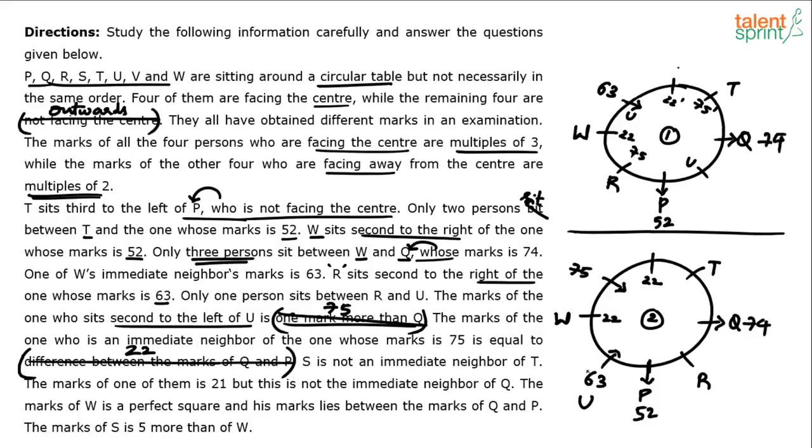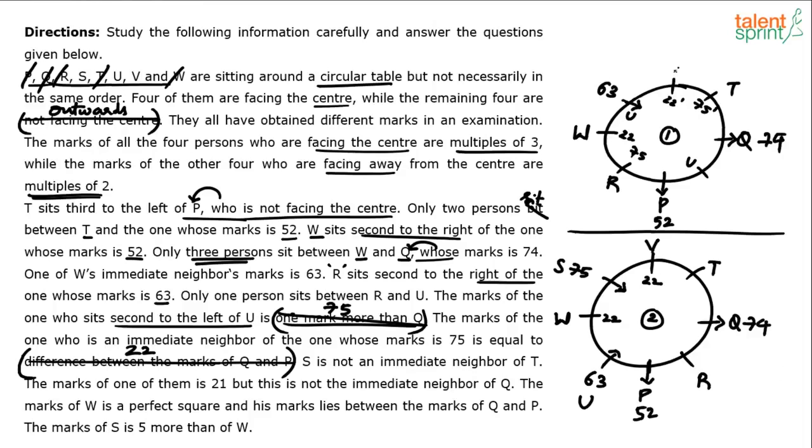By the way, I think we have already marked P, R, W, T, Q. So P, R, W, T, Q are done. S, U, V are left out. U also is marked in fact. So S and V. What we know, S is not an immediate neighbor of T. So S cannot come here. The only place where S can come in case number 2 is this. S is fixed. Yes or no? S has to come here, and then this has to be V. Yes or no? This has to be V.